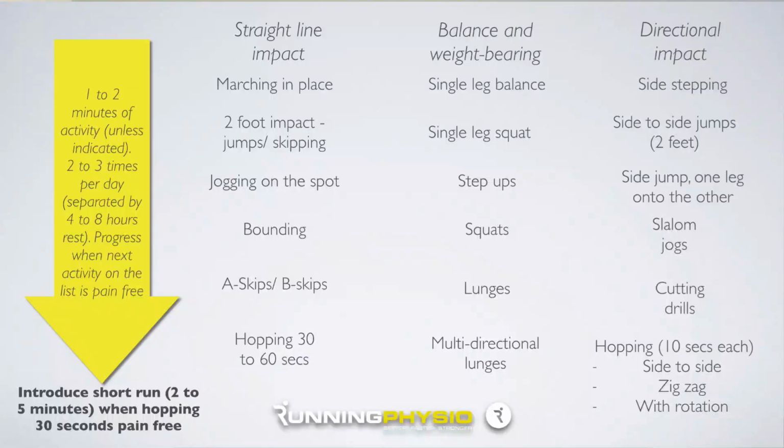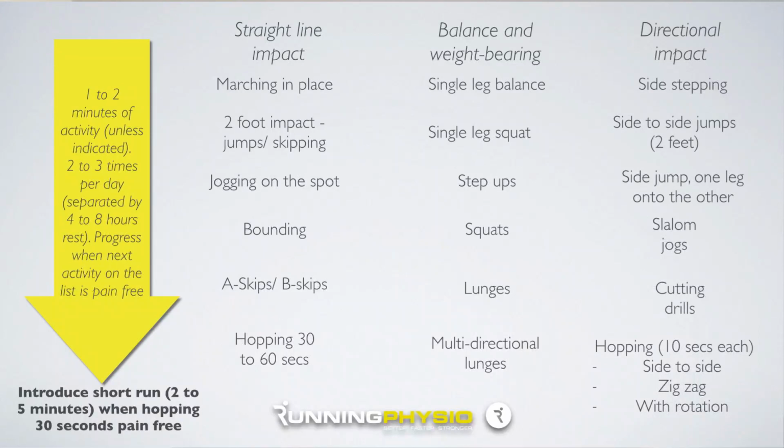Now, it may be that in more complex cases that you would want to go for a slightly more detailed bone loading program, perhaps something like this. Now, this is designed so that we've got straight line impact that runners need to get used to. We've got balance and weight bearing work, and we've got directional impact. So we're stressing the bone in a number of different ways. It starts with very easy levels of loading, so useful for irritable cases. So maybe marching in place, single leg balance and sidestepping.